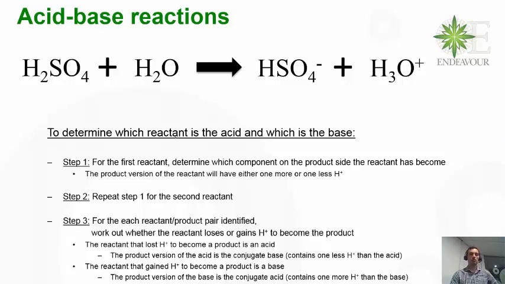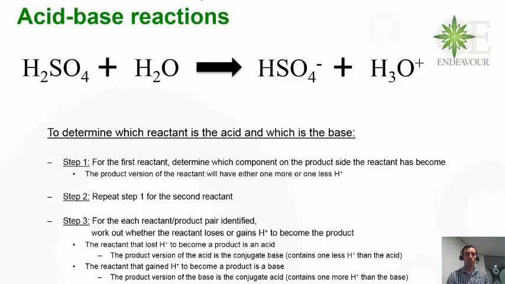So the first step is basically to work out which reactant matches to which product. So there's actually going to be two pairs. One reactant will match with one product, and then there'll be a second reactant matching with a second product. And there's only going to be a difference of H plus between these paired components.